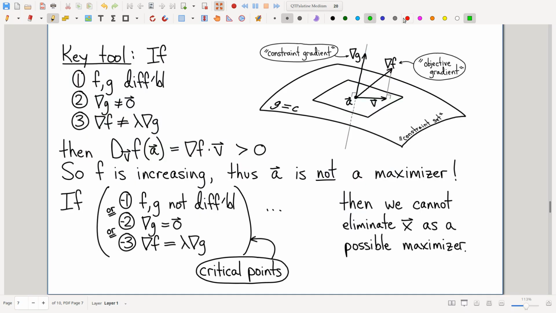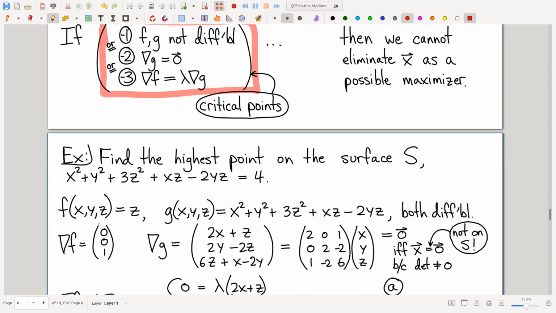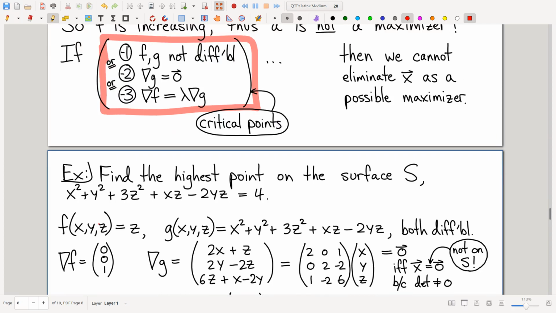What we're going to be interested in are the points where those conditions fail. These are the points that we can't eliminate. These are then the three different conditions that I have to check if I want to find critical points. So that's what we're going to do here. We're going to look at where either function fails to be differentiable, where our constraint gradient is 0, and where the objective gradient is a multiple of the constraint gradient.